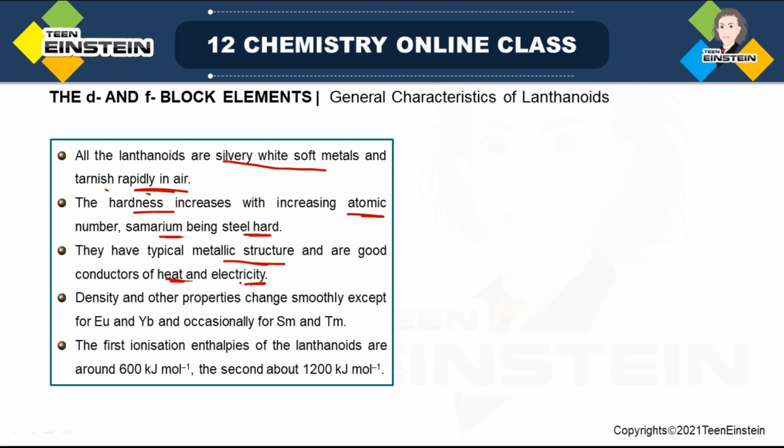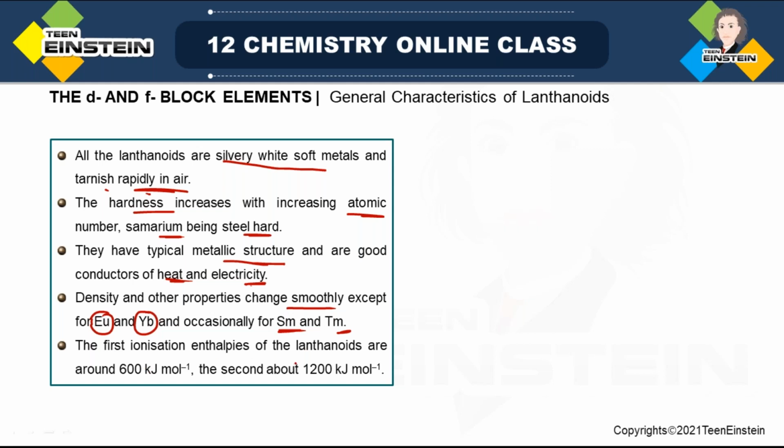Fine. Density and other properties change smoothly except for these two. Remember when we discussed atomic radius, for these two elements there was a discrepancy. So density and other properties change smoothly except these two elements, and it is because of their fully filled stable configurations, 4f7 and 4f14, and sometimes for samarium and thulium also this type of discrepancy is observed.